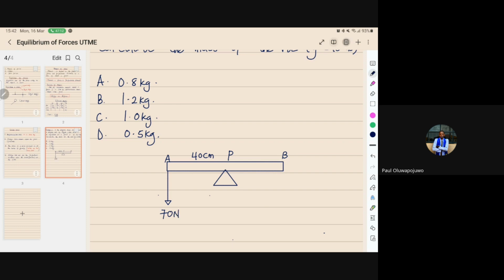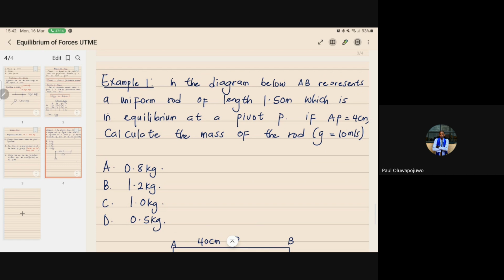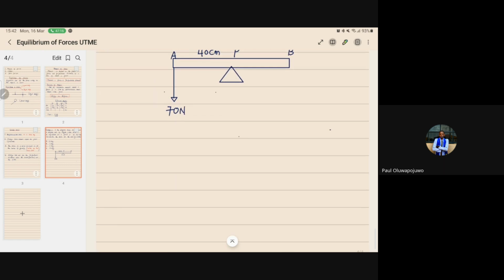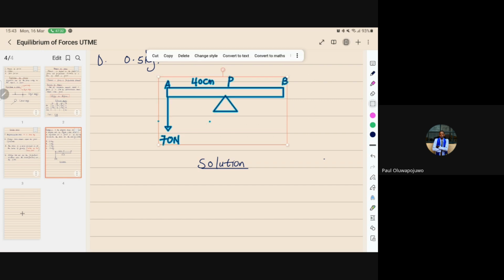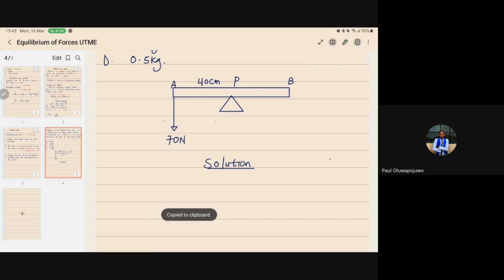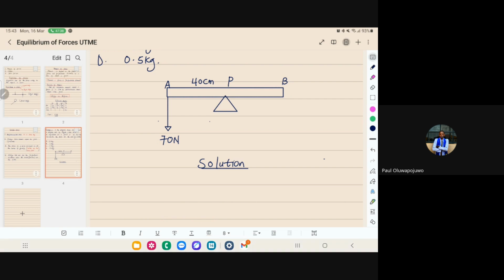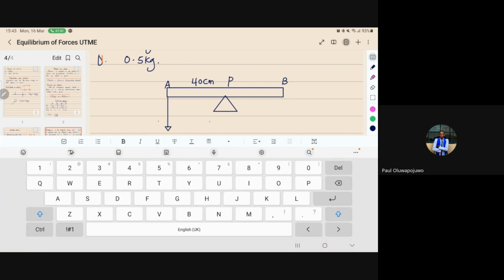Now, they said we should do what? We should find the mass of the rod. So what are we expected to do right here? Now, remember what I said, that the mass will always act at the center. That's one key thing I want you to always remember. So now let's carry this and replicate it down here.